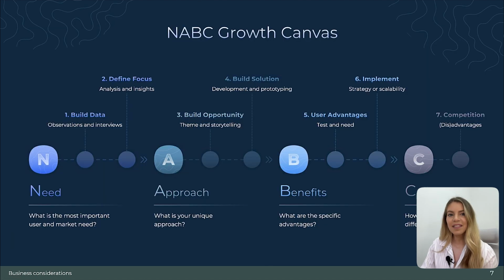Then there's the NABC growth canvas, which stands for needs, approach, benefits, and competition. This tool helps your team figure out the biggest user needs, your unique approach to solving these needs, the benefits your solution offers, and how it stacks up against the competition. It's all about making sure your product stands out in a crowded market.